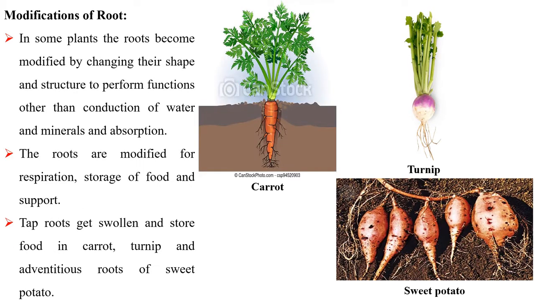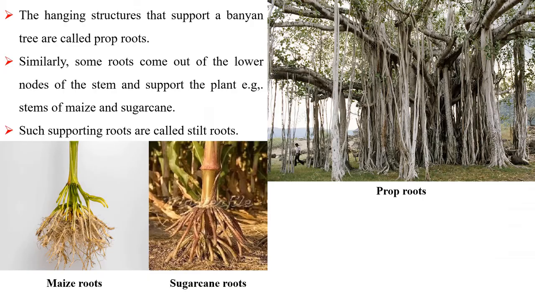Modification of root. In some plants, the roots become modified by changing their shape and structure to perform functions other than conduction of water and minerals and absorption. The roots are modified for respiration, storage of food, and support. Tap roots get swollen and store food in carrot, turnip, and the adventitious roots of sweet potato. The hanging structures that support a banyan tree are called prop roots.